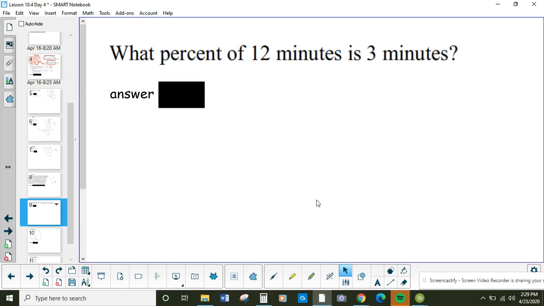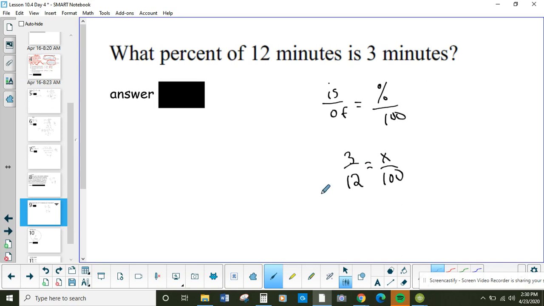Anytime we have percent, we know we can use percent proportion. It goes is over of equals percent over 100%. We could always use that. So what percent, we don't know the percent, so I'll put X this time, over 100. What percent of 12 minutes is 3? So the is 3 and the of is 12.